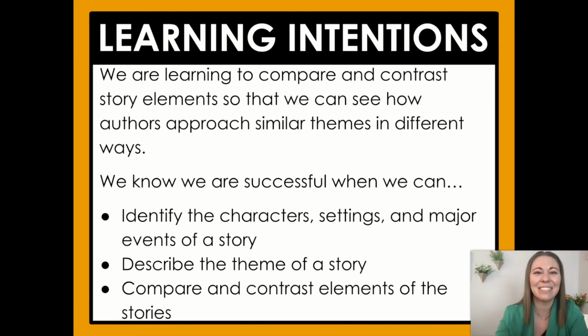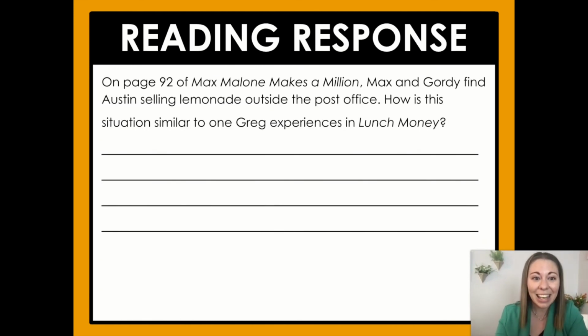For the last thing of the day, it's your reading response. You said, yes, Miss Wagers, we know, right? Get excited. So your question today, on page 92 of Max Malone Makes $1 Million, Max and Gordy find Austin selling lemonade outside the post office. How is this situation similar to one Greg experiences in Lunch Money? I'm thinking about Greg and Mara. All right, and I will include some pages for you to look back on just in case you need to jog your memory.